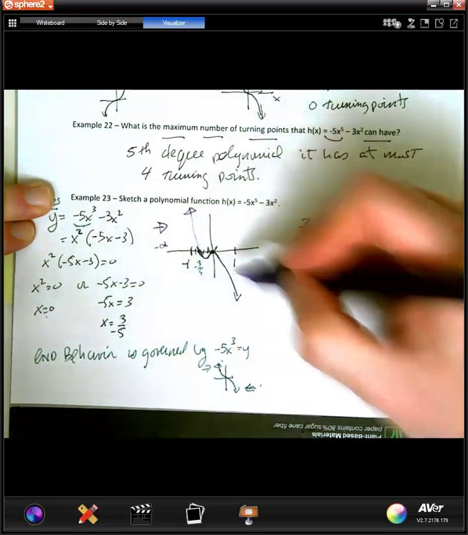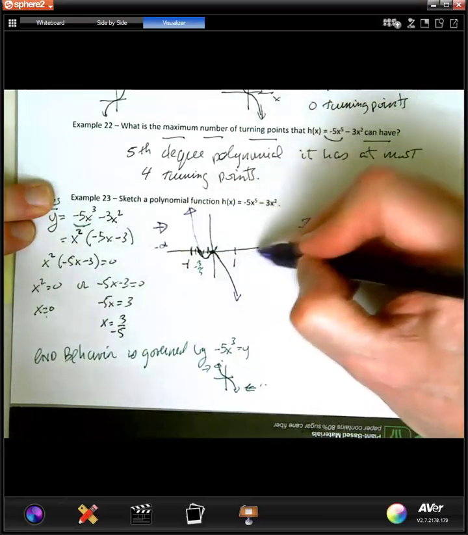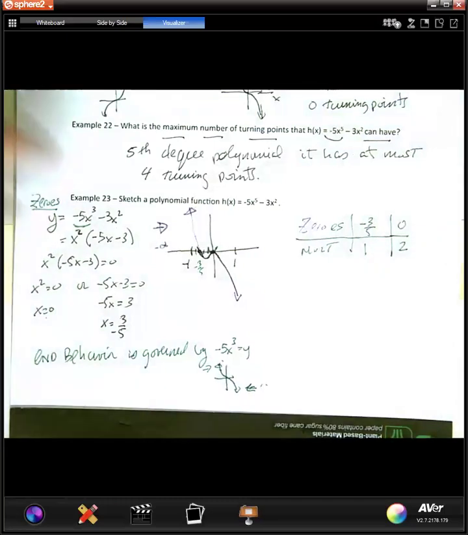And then at the ending, once I'm done with the zeros, it goes down. And that's the end of it. That's how you do a sketch.